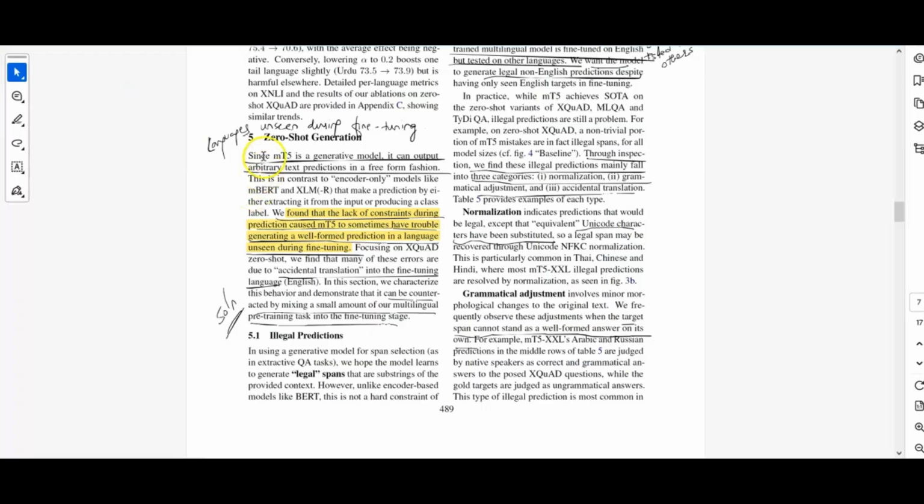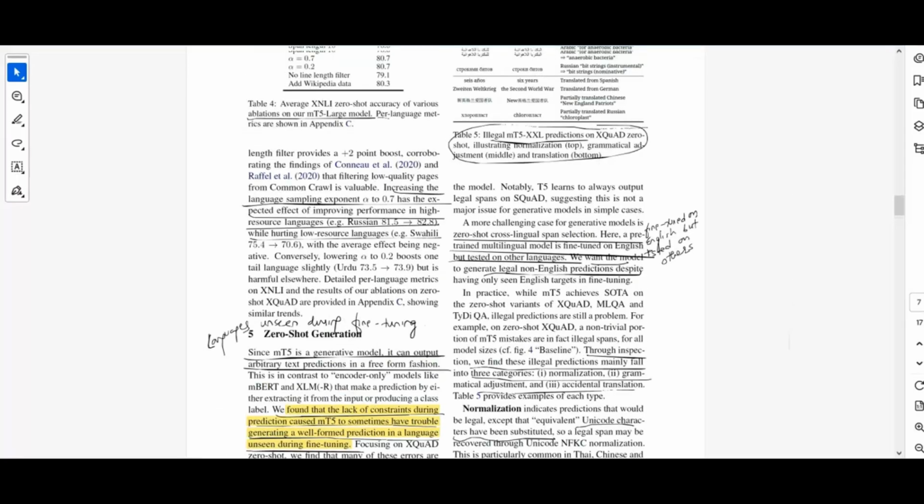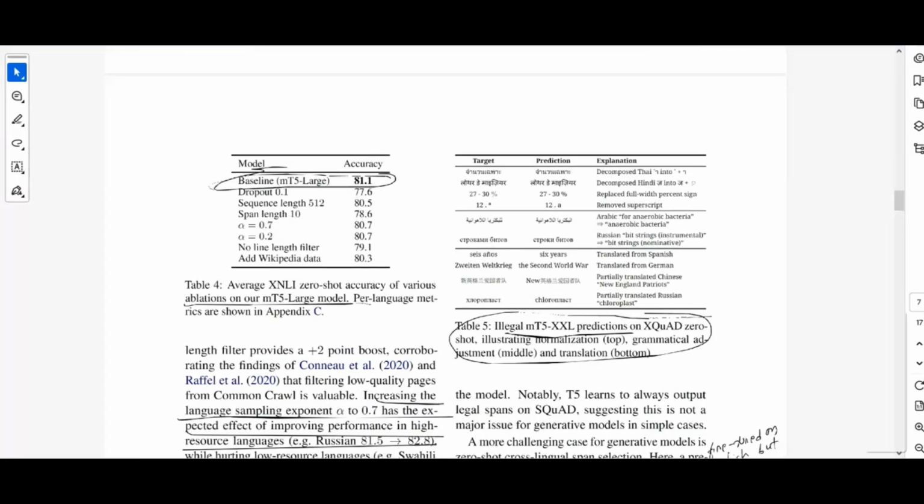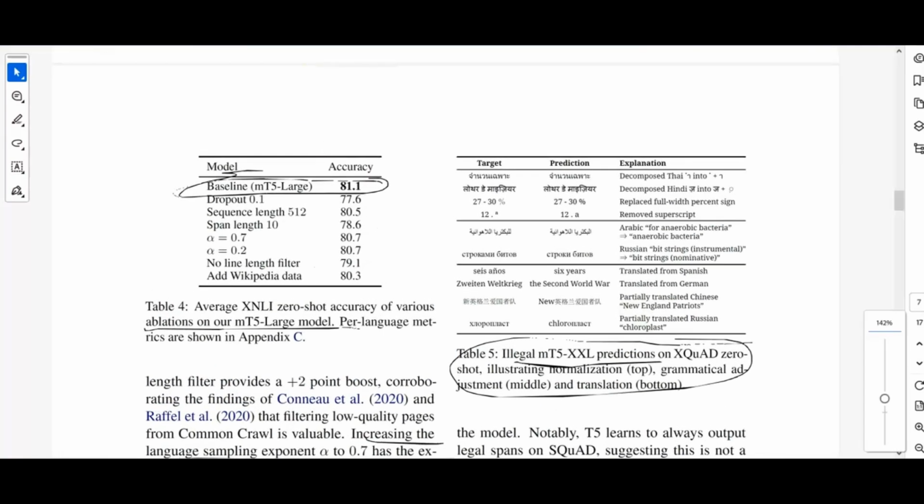Let's take a quick look at this section called zero shot generation. One of the abnormal behaviors that authors have seen with models that are pre-trained with multilingual data is during the zero shot generation. Again, this is where you fine-tune a model with a certain language and you are predicting for other languages. What they have observed is the model sometimes makes wrong predictions, which they call illegal predictions. If you take a closer look at what those are, those are three kinds as categorized in the paper.